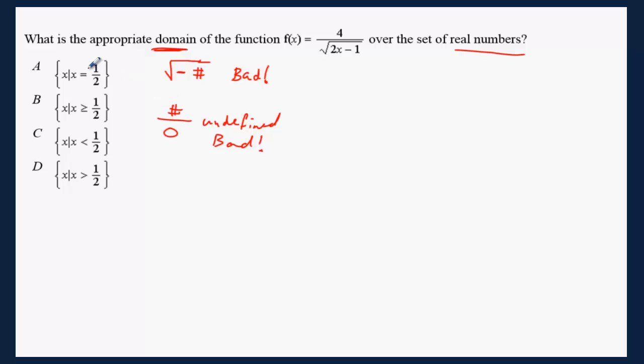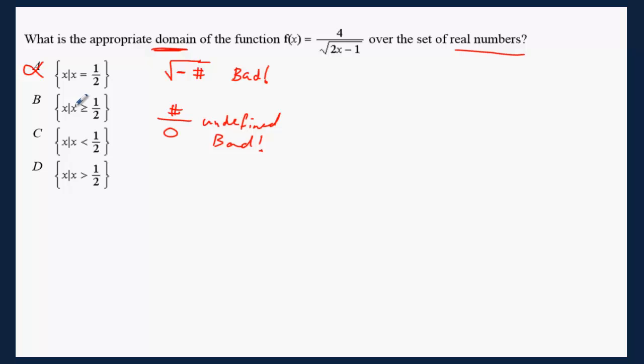Let's substitute this. If x equals 1/2, 1/2 times 2 is 1. 1 minus 1 is going to be 0. Square root of 0 is 0. 4 over 0, you get one scenario here. A number over 0 is bad, so that does not work. A number over 0 is undefined, or is bad. It does not work. Choice B.